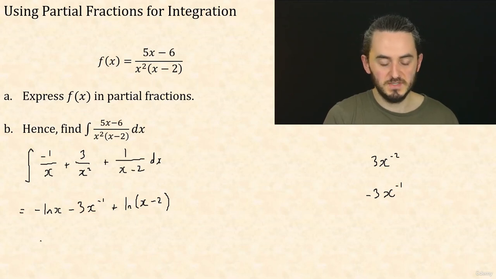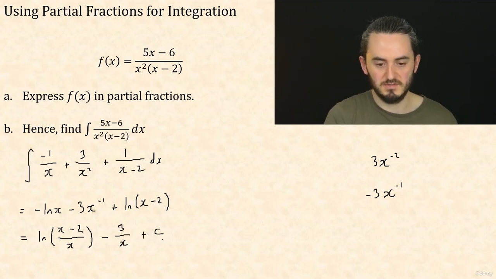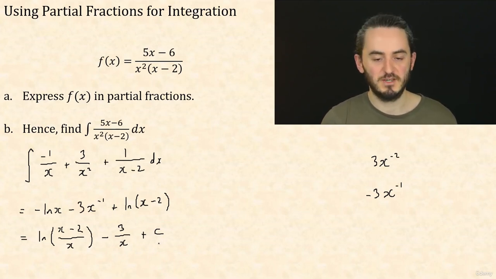Can we stitch this all together in a nice way? Well, yeah, we can, because ln(x minus 2) minus ln x is ln of (x minus 2) over x. That looks nice. And then what have we got here? Minus 3x to the minus 1, that's minus 3 over x, plus c. Okay, so that's how we can use partial fractions for integration.